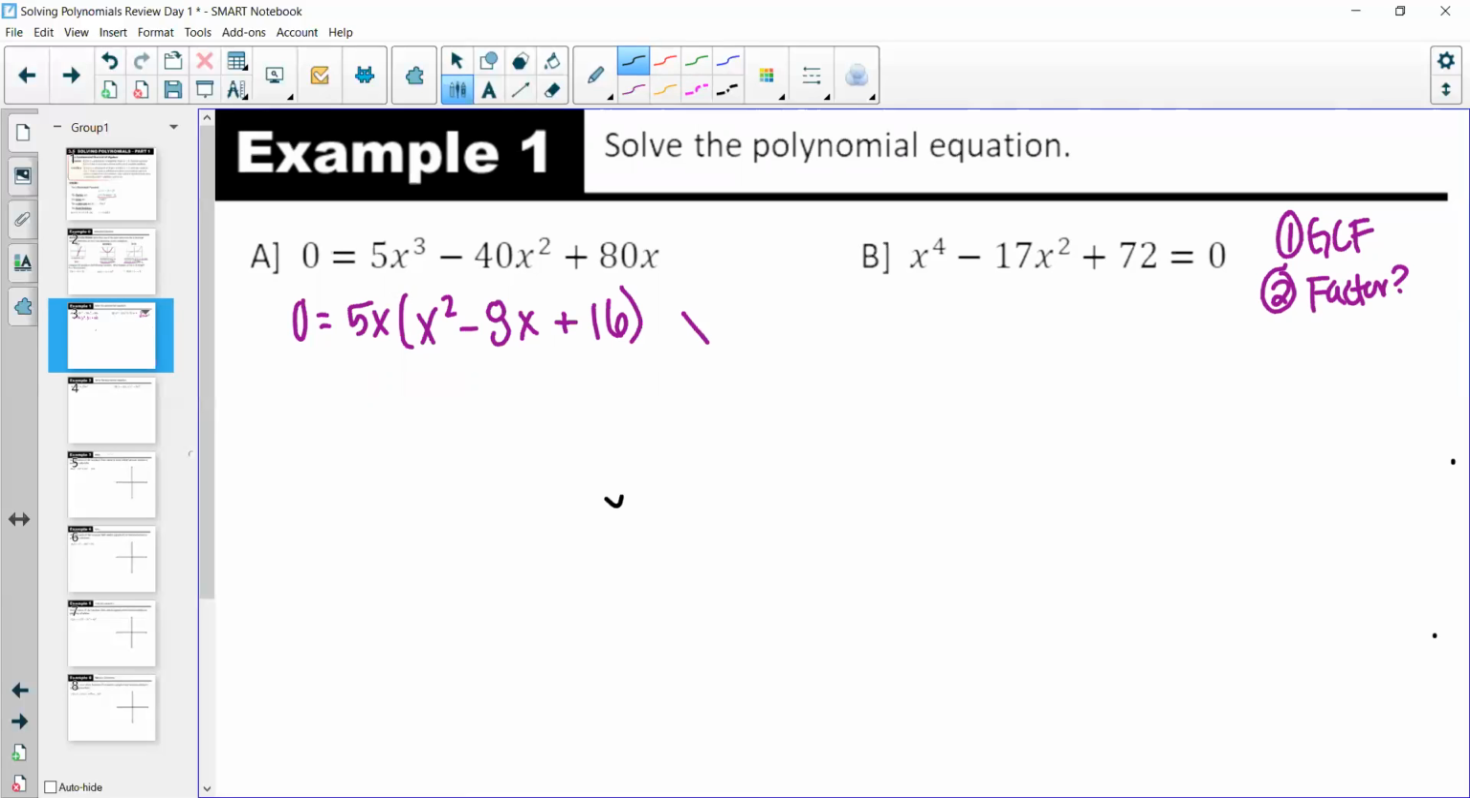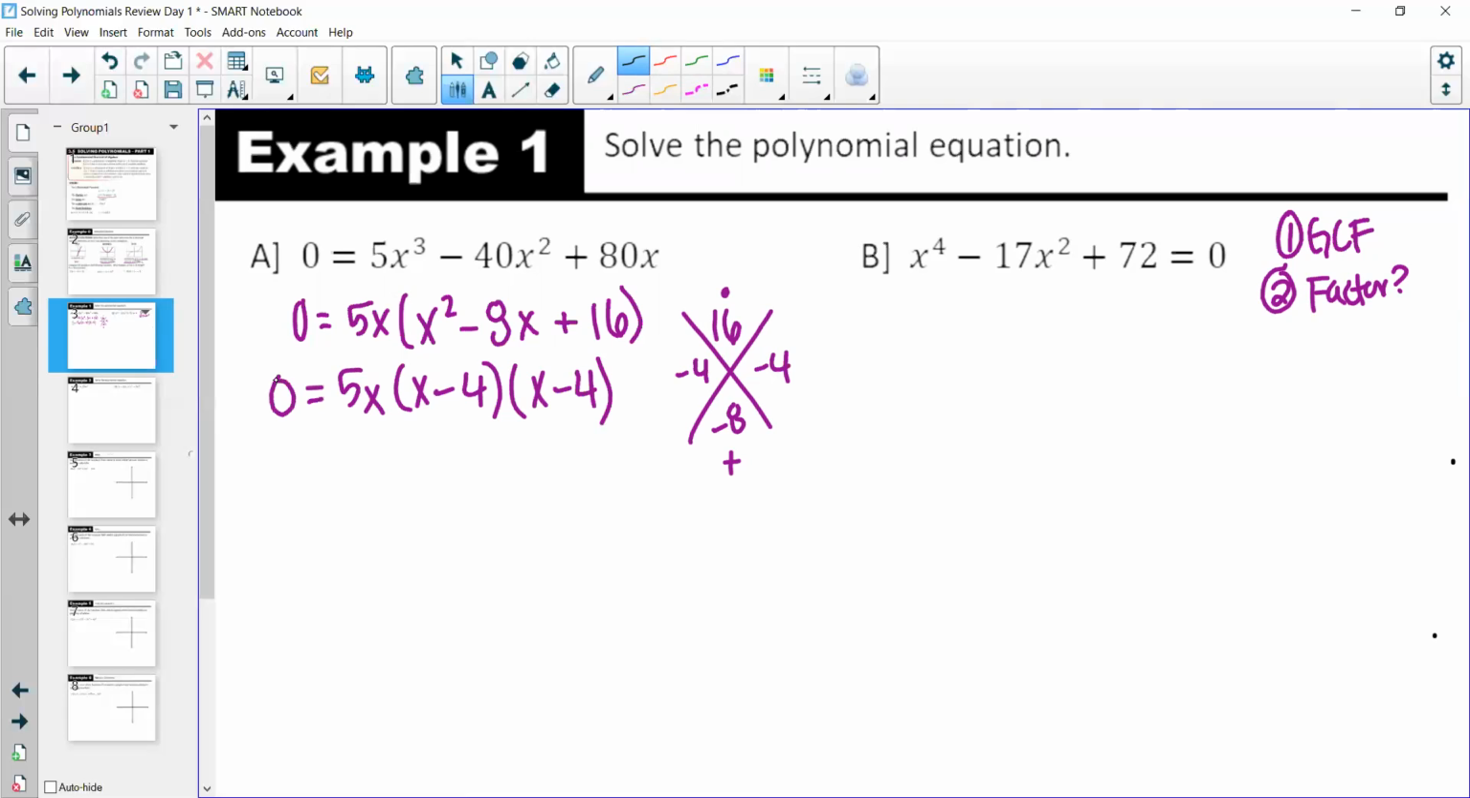Well, I look at this and I'm going to try my x method. Is there a number that multiplies to 16 and adds to negative 8? Well, I can come up with one, so I'm going to factor here. So 5x, and those two numbers are negative 4 and negative 4, times x minus 4 times x minus 4 equals 0. So we either want to factor.